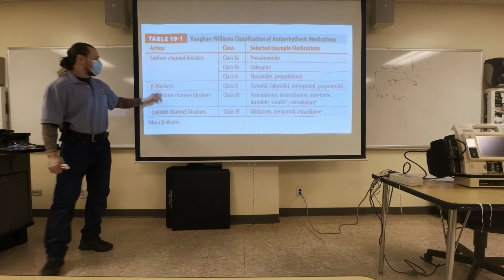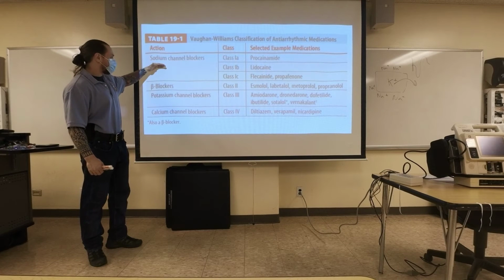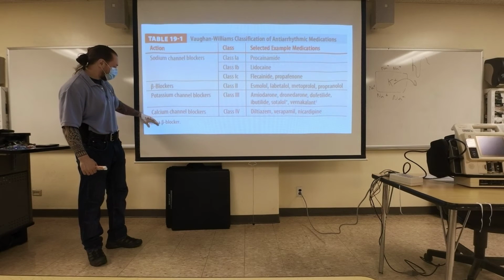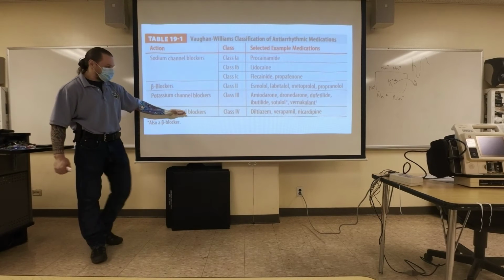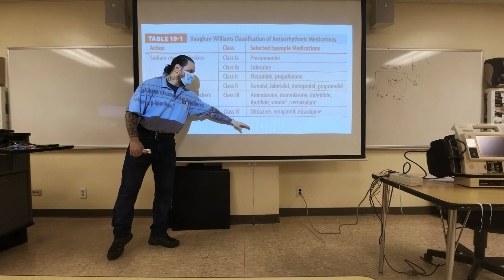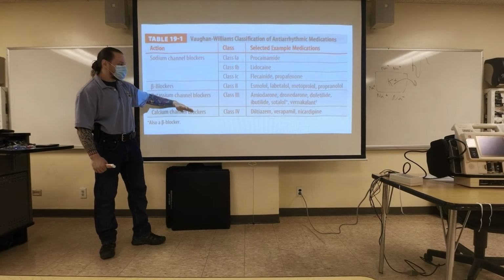Stretching? All right. So class 1 is a sodium channel blocker. Class 2 is a beta blocker. Class 3 is a potassium blocker. And you have class 4, calcium channel. And then we have additional classes. This here will be like your magnesium sulfate, adenosine, that are not listed here, right? But you definitely need to know these medications.